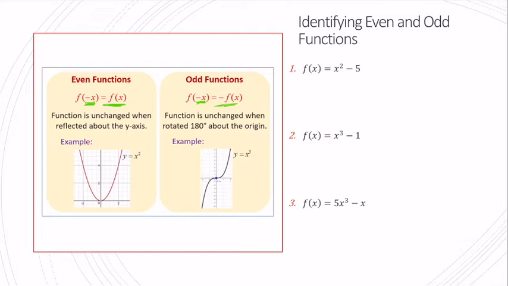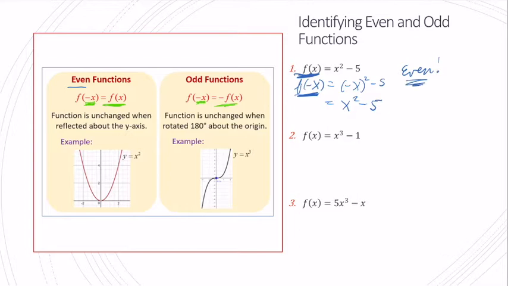So for this first function, I have f of x equals x squared minus 5. We're going to substitute in negative x, and that gives me negative x squared minus 5, which simplifies to x squared minus 5. So f of negative x is equivalent to f of x. This means my function is even.